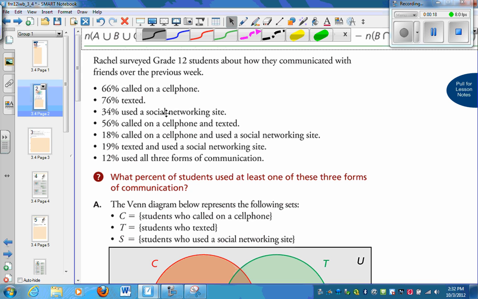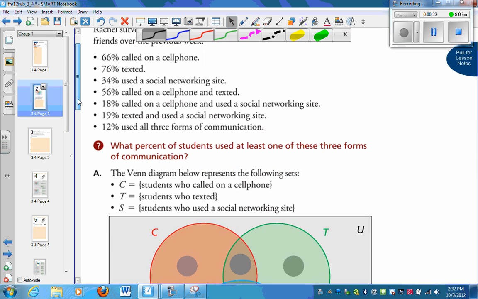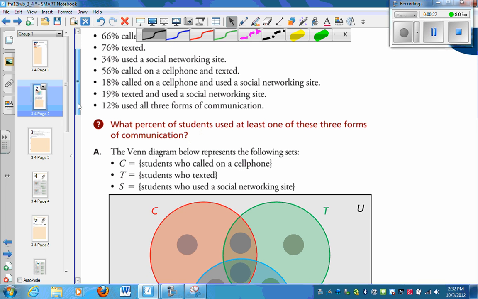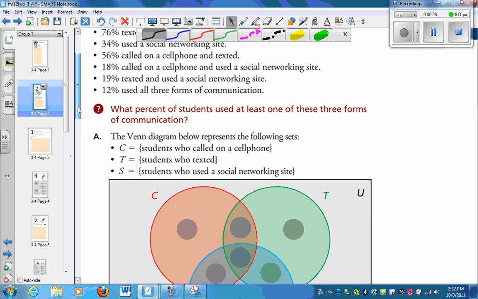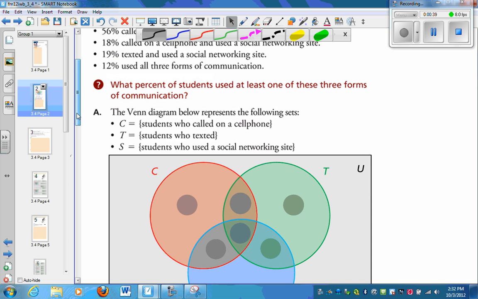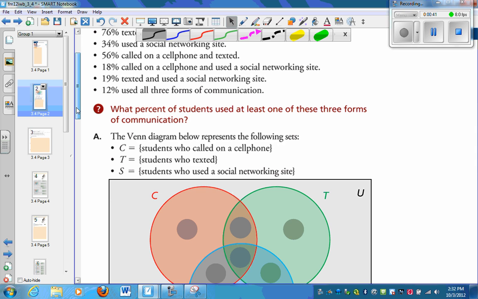60% called on a cell phone, 76% texted, 34% used social network, 56% called on a cell phone and texted, 18% called on a cell phone and used a social networking site, 19% texted and used a social networking site, and 12% used all three. What percent of the students used at least one of these three forms of communication? So what percent used at least one?